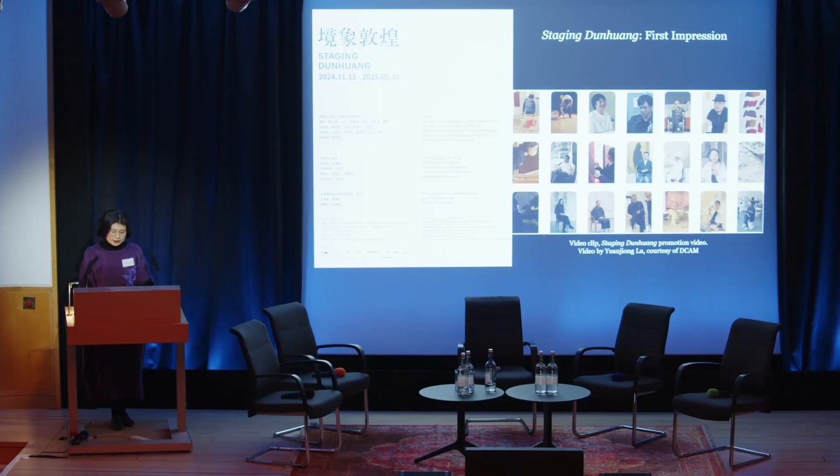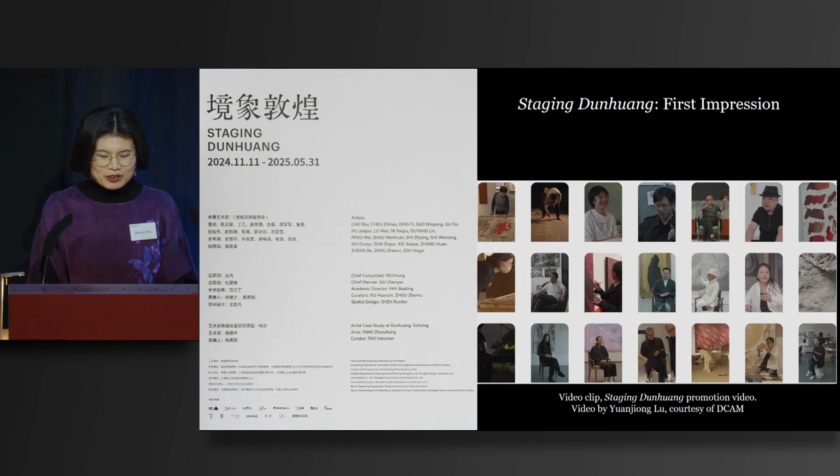Today, I will be introducing the new exhibition, Staging Dunhuang, or 镜像 Dunhuang, the first show at the Dunhuang Contemporary Art Museum in Shanghai, opened in November last year, and will continue to be on display until the end of May, and everybody here is welcome to see this show. The Dunhuang Contemporary Art Museum is the first ever contemporary art museum that has both Dunhuang and contemporary art in its title.